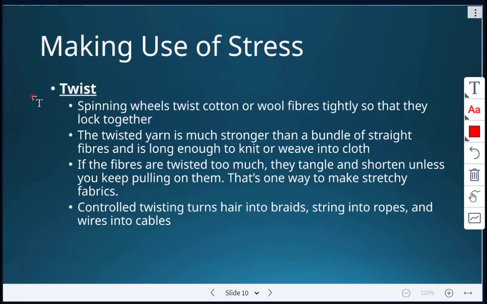For twist, think of cotton and wool. Spinning wheels will twist cotton or wool fibers tightly so that they lock together. Then that twisted yarn is way stronger than just a bundle of straight fibers, and it's long enough to knit or weave into a cloth. But if the fibers are twisted too much, they can tangle and shorten unless you keep pulling on them. So that's one way to make stretchy fabrics. So controlled twisting, like turning hair into braids, string into ropes, and wires into cables.